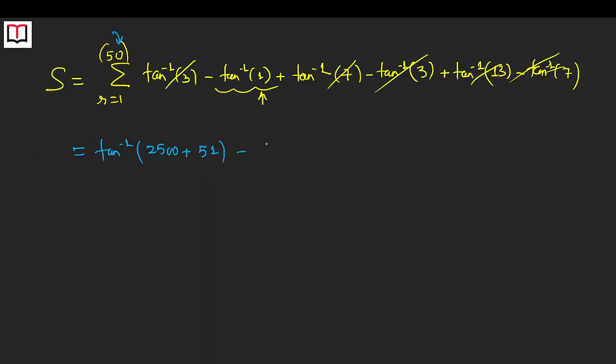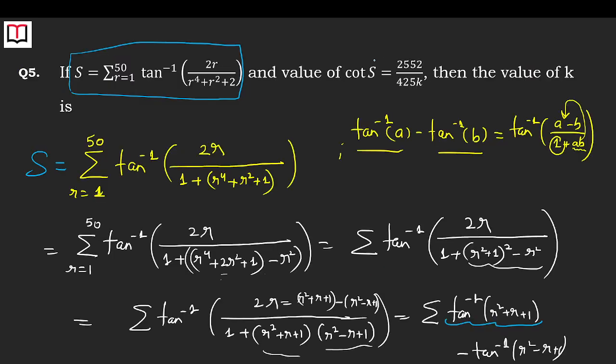51, minus tan inverse of 1, and now we can easily apply tan inverse a minus b, and whatever is required here we will be able to get it. Don't forget that it's cot s, it's not tan s. So what we are going to get is actually tan s, then we can convert it to the cot s form.